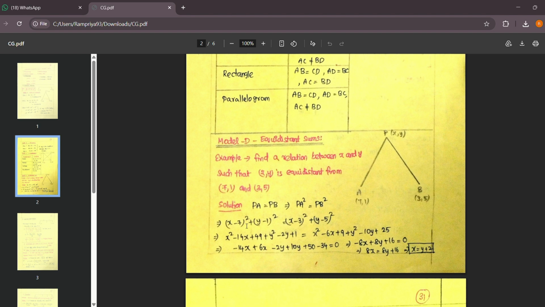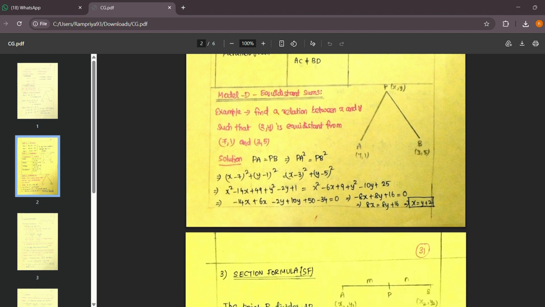And then after that, you have to apply the necessary identities, a minus b whole square, a plus b whole square respectively, and then solve it. You'll be getting this equation finally, x is equal to y plus 2. So this is the relation.